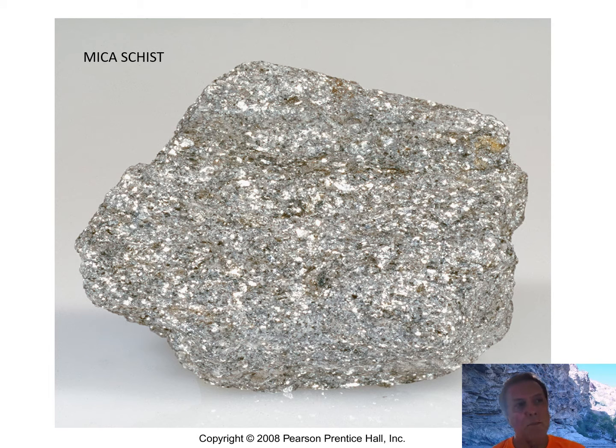Here's another type of metamorphic rock called a schist. Remember, a schist is fairly high-grade metamorphic rock, and it's a shiny piece of rock because what you see here are hundreds or thousands of flakes of mica, which, as you recall from learning about minerals, is a flat sheet-like mineral which reflects light. It's a silicate.